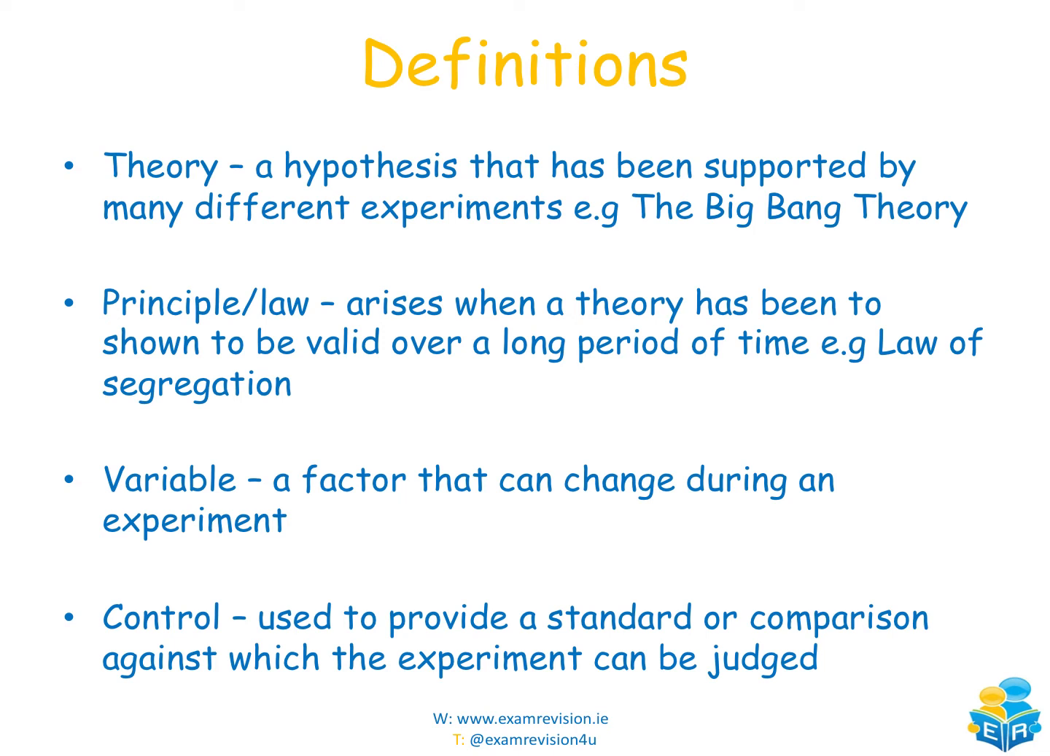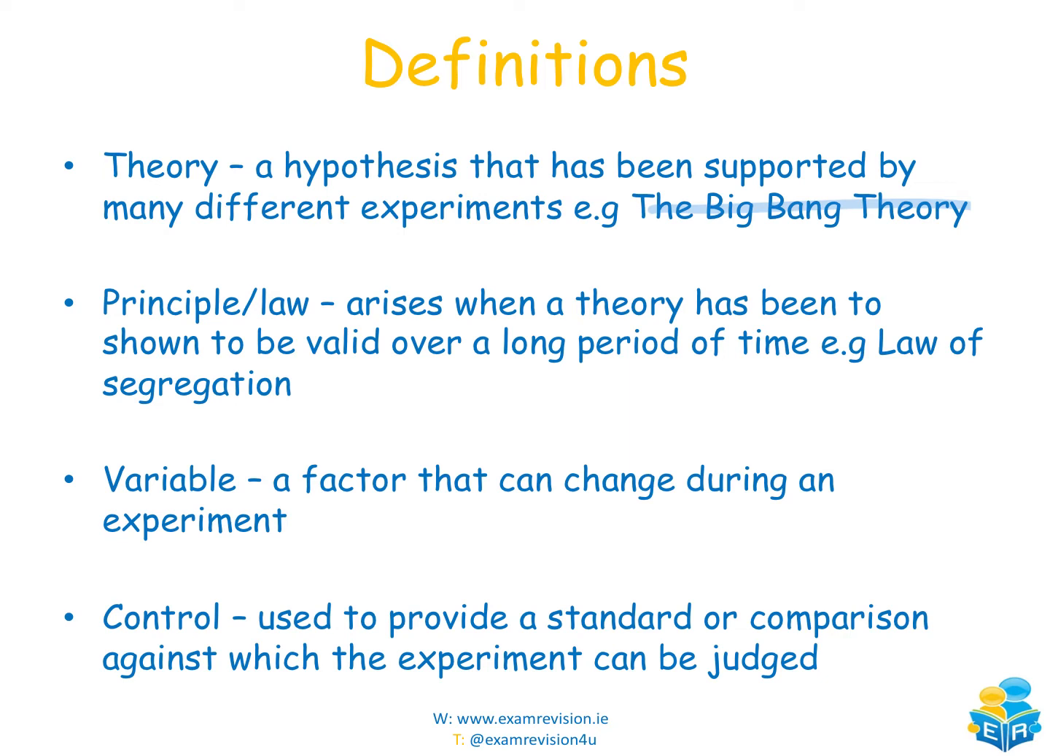So a couple more definitions here just to get through. We've our theory, which we mentioned earlier on. We said that knowledge or carrying out our experiments could lead to new knowledge, and eventually that could develop into a theory, a principle, or a law. So we'll come to that as well. We have our variables and we have our controls down there at the bottom. Now, a theory up here at the top, that's a hypothesis that has been supported by many different experiments. Okay, so one famous example which you might have come across in junior cycle already is the Big Bang theory. We have the theory of evolution and so on.